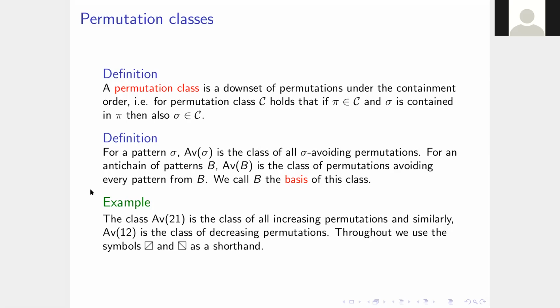And the simplest possible permutation class is the class of 2-1 avoiders, which is in fact the class of all increasing permutations, and similarly the class of 1-2 avoiders, which is the class of all decreasing permutations. And throughout, we're going to often use these two symbols as a shorthand for these classes.